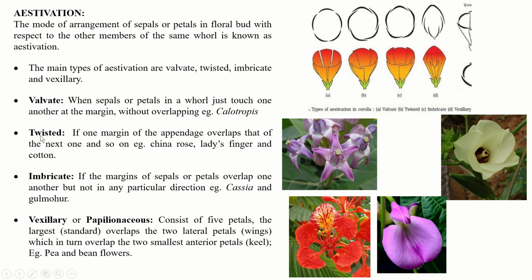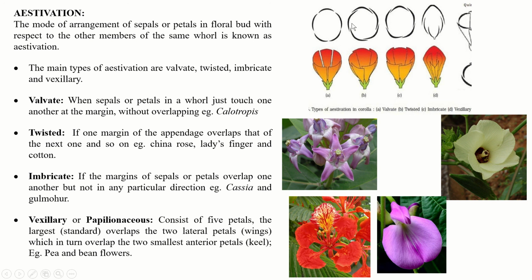Now the second type of estivation is twisted. If one margin of the appendages overlaps that of the next one and so on. Examples: China rose, ladyfinger and cotton. Here, one floral appendage overlaps the next one.